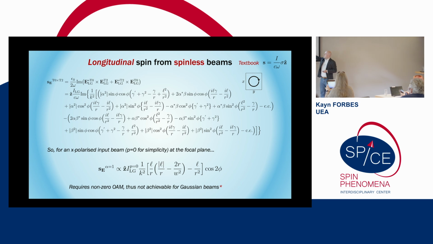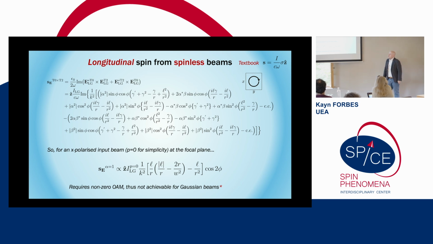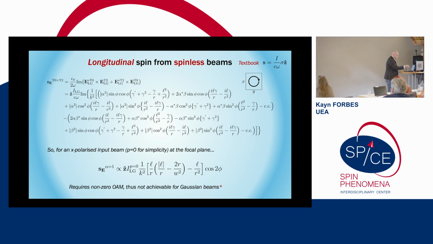So an X-polarized beam, being focused in the focal plane, has a spin directed along Z, which looks like this. Okay? Straight away you see it's non-zero, and it's directly proportional to the topological charge, and its sign. Okay? So if we look at our normal paraxial spin, the pseudoscalar involved in flipping the sign is the helicity. For our special longitudinal spin from spinless beams, it's the topological charge. Okay? And obviously it requires non-zero OAM. So in the far field, you need to have a non-zero OAM to get this spin in the near field.